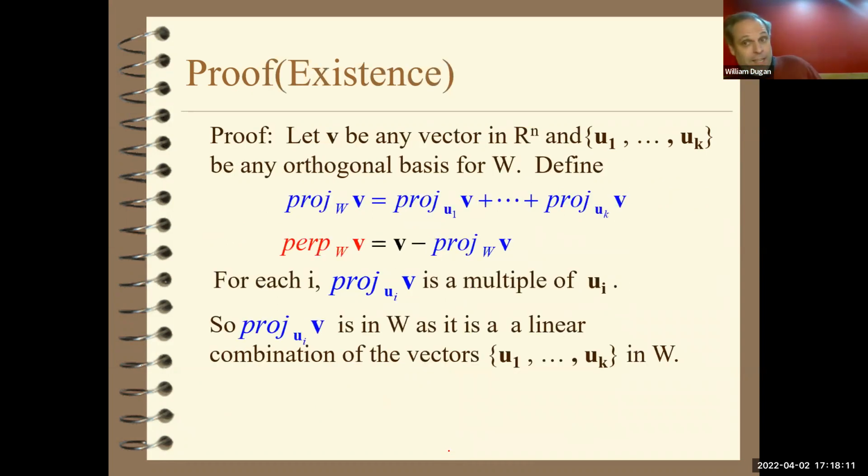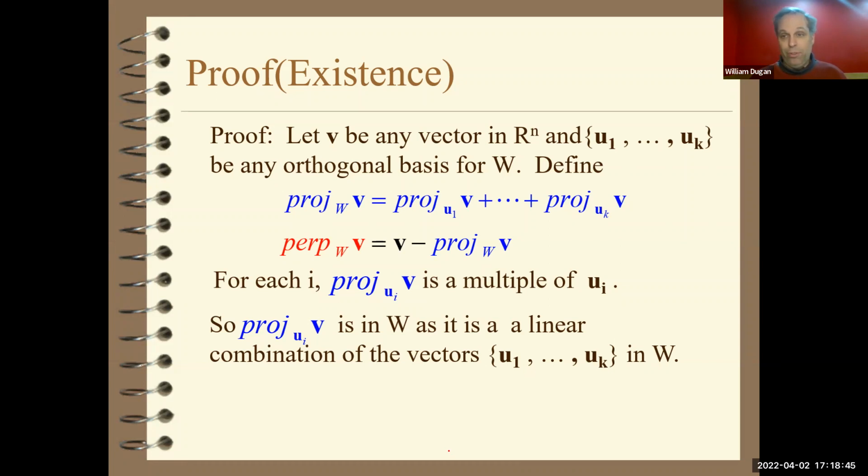All right, so assuming then that you are here for the long haul, let's go talk about it. So suppose v is any vector in Rn, and say u1 through uk is any orthogonal basis for W, that subspace. Define the projection of v upon the subspace as the sum of the projections of v upon the different basis vectors in the orthogonal basis, and define the component of v orthogonal to the space to be the difference between the vector and that projection.